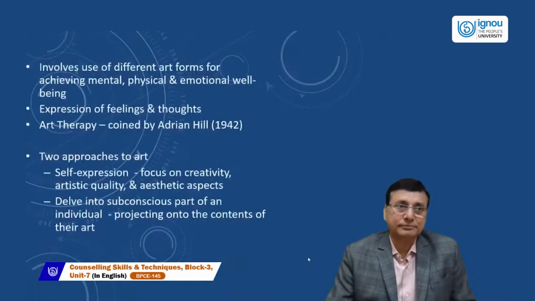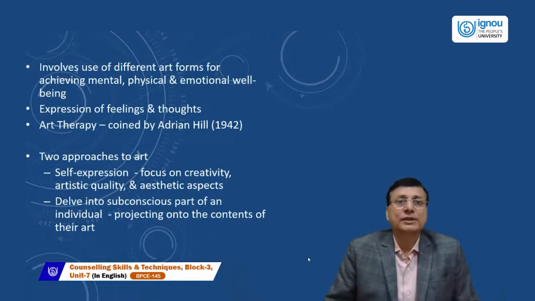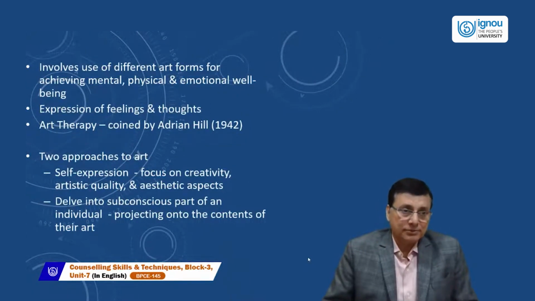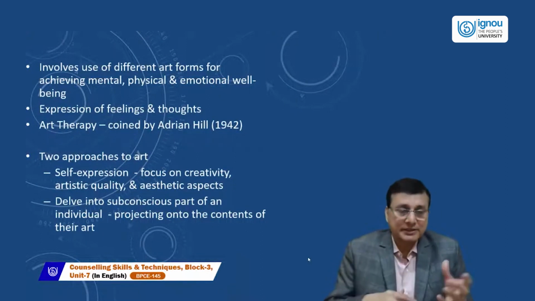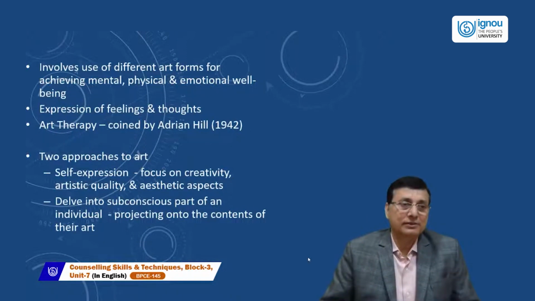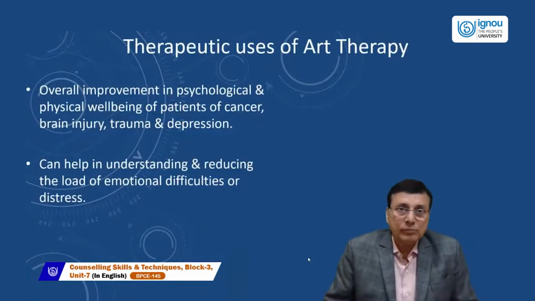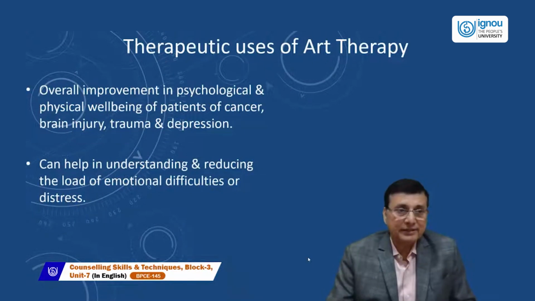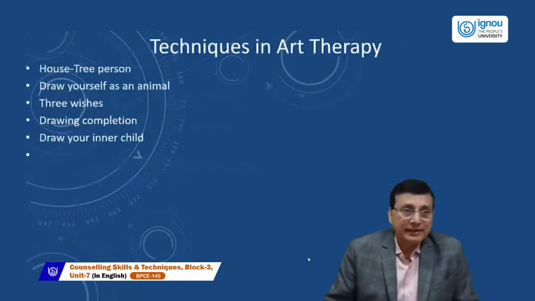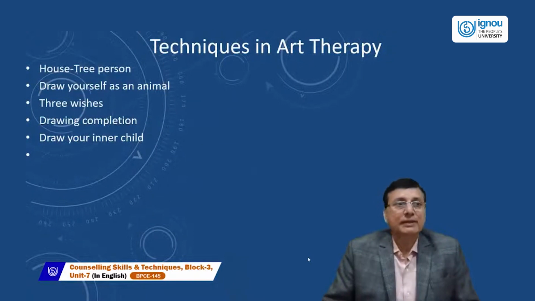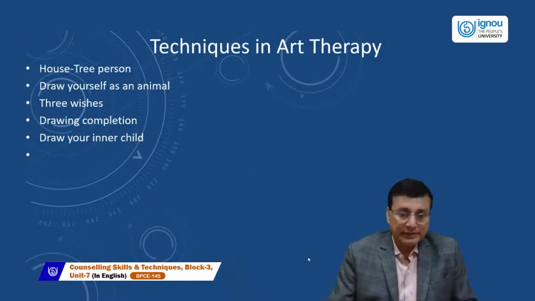Now, let us see art therapy. It involves the use of different art forms for achieving mental, physical, and emotional well-being, and expression of feelings and thoughts. Art therapy was coined by Adrian Hill. There are two approaches to art therapy. One is self-expression, with a focus on creativity, artistic quality, and aesthetic aspects. Another is to delve into the subconscious part of an individual, projecting onto the contents of their art. Overall it improves the psychological and physical well-being of individuals with cancer, brain injury, trauma, and depression, and can help in understanding and reducing the load of emotional difficulties and distress. Techniques generally are house tree person, draw yourself as an animal, three wishes, drawing completion, and draw your inner child.